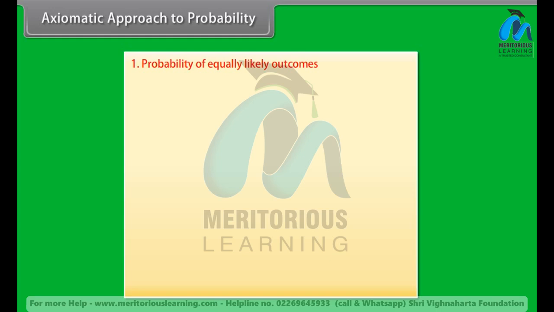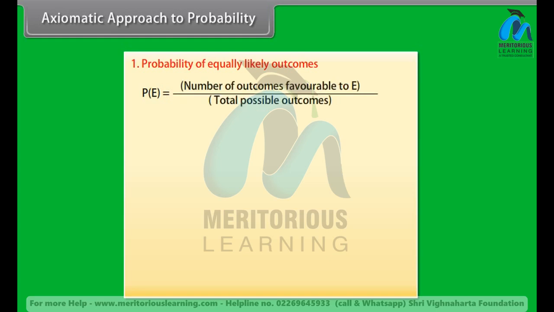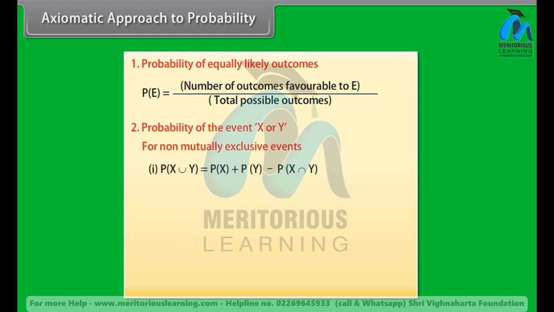Probability of equally likely outcomes. P(E) is equal to the number of outcomes favorable to E by total possible outcomes. Probability of the event X or Y. For non-mutually exclusive events, P(X union Y) is equal to P(X) plus P(Y) minus P(X intersection Y). For mutually exclusive events, P(X intersection Y) is equal to 0. P(X union Y) is equal to P(X) plus P(Y).